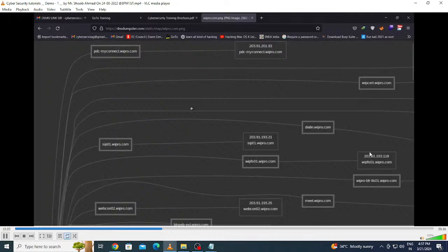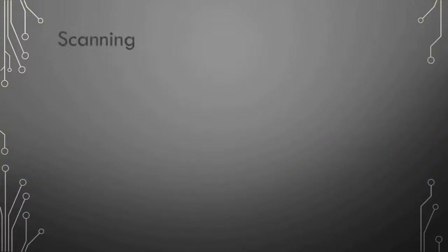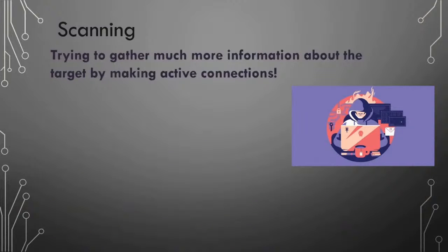Servers one by one are completely secure. Okay. After information gathering is done, we go to the next phase, known as scanning or enumeration. One of you asked me what scanning or enumeration is. This is nothing but trying to get some extra information about the target by making active connections. What I mean by active connections is that you will directly connect to Wipro servers, and from them you will try to fetch the information.